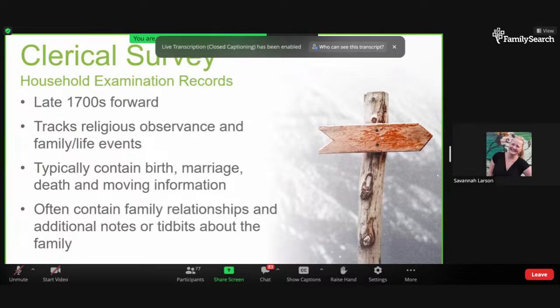They typically contain birth, marriage, death, and moving information, and often contain family relationships and added notes or little tidbits about the family. So if there was something going on or a piece of gossip, sometimes the priest would write that in. And so that gives you a little bit more of the story and a clear picture of what's going on with the family for a certain amount of time. This is typically what they look like.